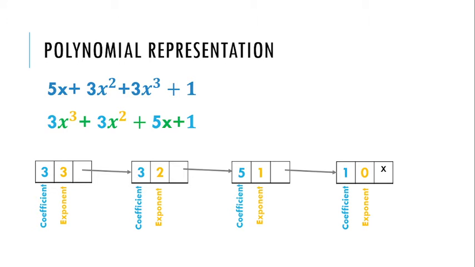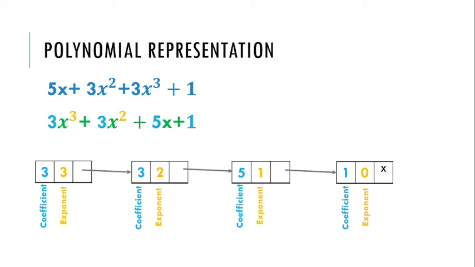Now, what is the significance of this arrangement? Why do we order the terms of the polynomial in the descending order of their exponents? It is because if we are arranging these polynomials in this order, operations such as addition of two polynomials will be very less time complex. So we will see that advantage when we move on to the addition operation.